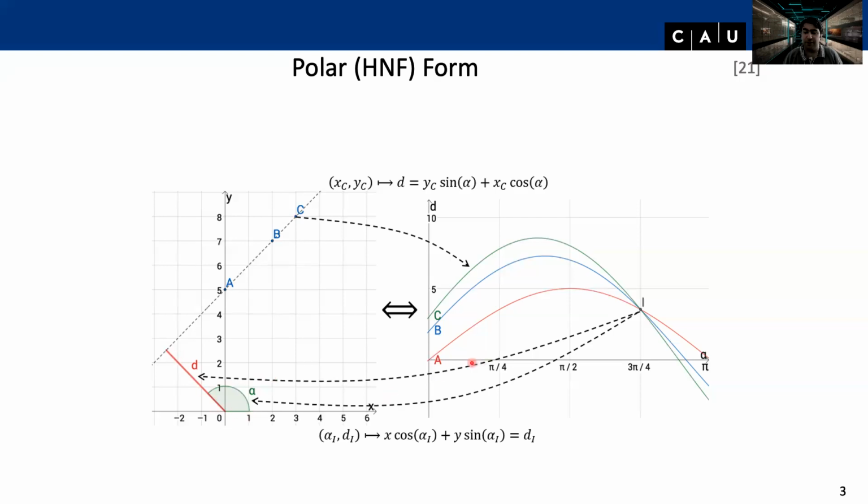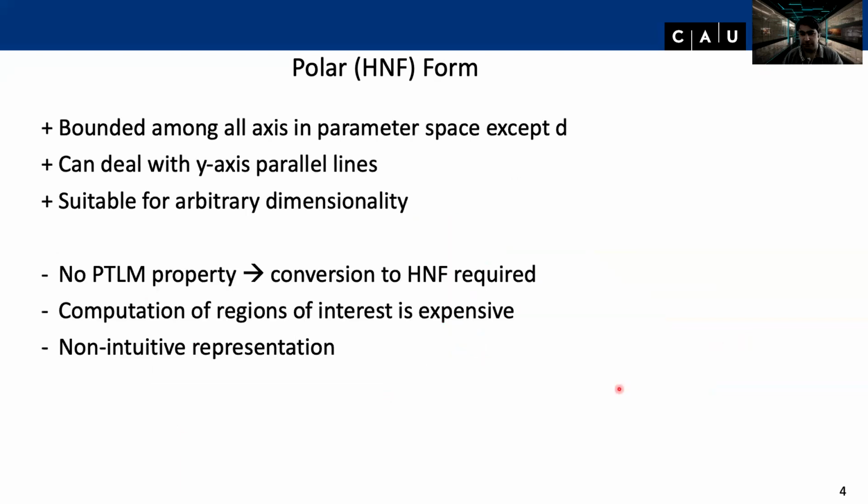However, here you can also derive and ask, what is the maximum deviation of that object to the farthest point? So you can ask, what is the farthest point available in the data set, and take that as a maximum. So here also you can provoke a bounding. However, the angles alpha are naturally bounded by the properties of angles themselves. So the polar Hessian normal form is bounded among all axes in parameter space except d, and here you can use as a heuristic the furthest lying point.